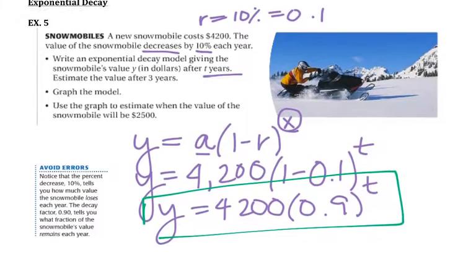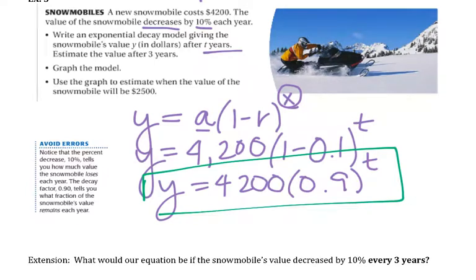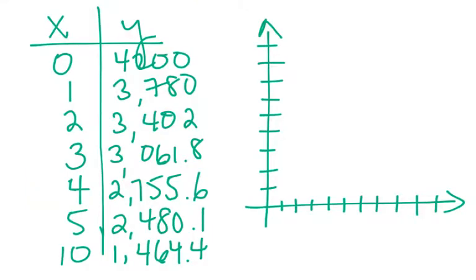Now it asks us to graph the model. You would want to use your graphing calculator for this. You'd want to enter this equation in your calculator. So you should go ahead and put that in for y1. So instead of y, it would be y1 in your calculator. All right, now that you've done that, you should go to the table. I've already written in a table for us. So this should match the one on your calculator. So put in values for 0, 1, 2, 3, 4, 5, and 10.